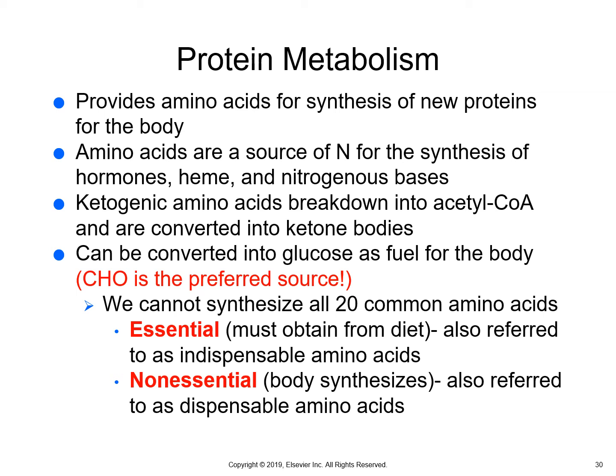Our body can't make all 20 amino acids, so some of them we have to get from our diet. These in your book are also referred to as indispensable. So indispensable amino acids are essential in the diet. The non-essential amino acids are the body makes those. They're also called dispensable amino acids. So these are the ones that we don't have to get from our diet. Our body will produce these on its own.